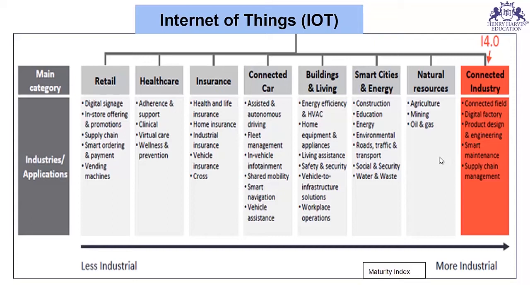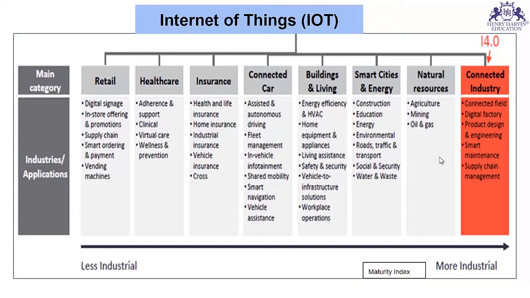We have been able to have smart factories because of this. Our product design and engineering has really improved. Maintenance is becoming better and better and much easier and much smarter. Supply chain management, your logistics, has really gone through a transformation since the time IoT has started being used. So if you look from retail to the connected industry, we see there's more industrialization on the right-hand side.